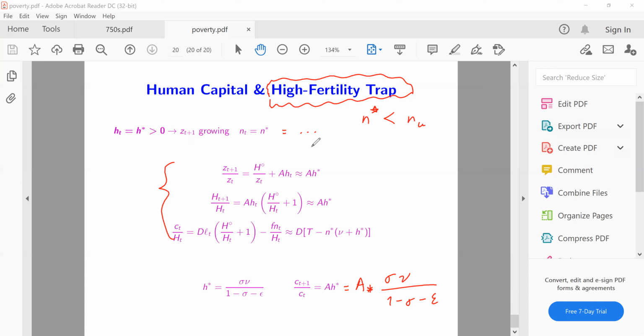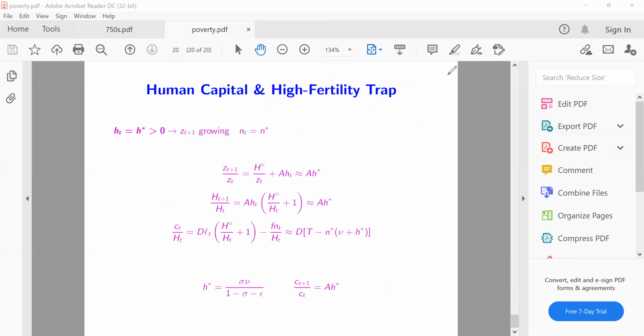So the high fertility trap, as you see, has two different versions. I mean, there could be other versions, but these are the two most obvious. One is the Malthusian model, and the other is what we obtain when we introduce human capital to the model. So now let me stop here, and if you have questions, I can try to clarify issues.